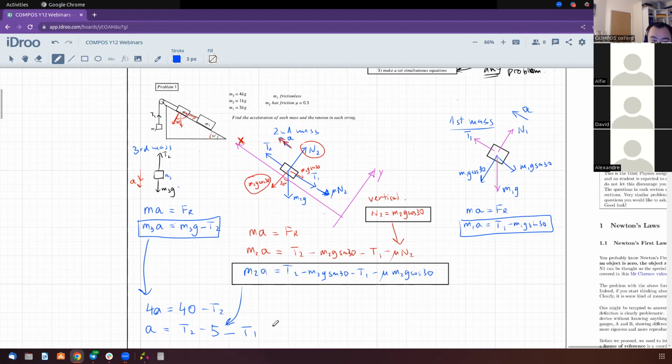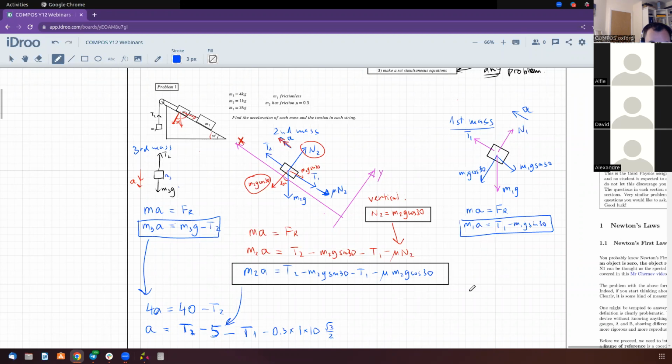Mu n is an experimental fact. It's proved by experiment. It's a purely empirical law. T1 minus mu, which is 0.3, multiplied by M2, which is 1, multiplied by 10, multiplied by cos 30. Cos 30 is square root of 3 over 2.